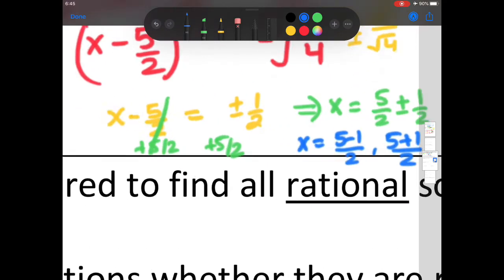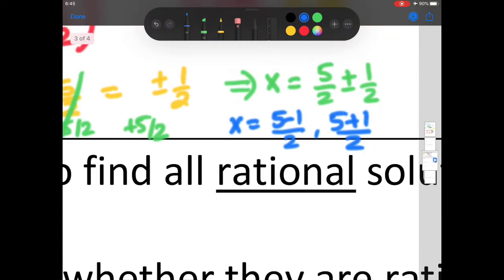So my two answers, let me switch colors so it's a little clearer. 5 minus 1 is 4 over 2 is 2, and this would be 5 plus 1 over 2 is 6 over 2, which is 3. So you get the same answers.